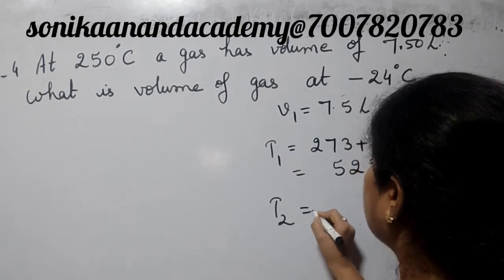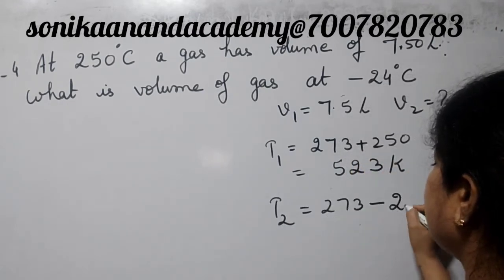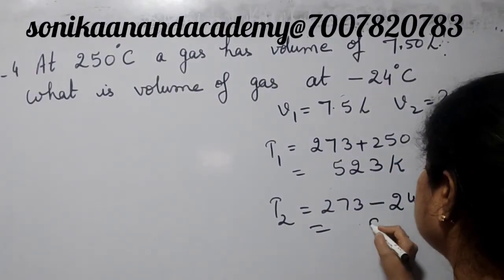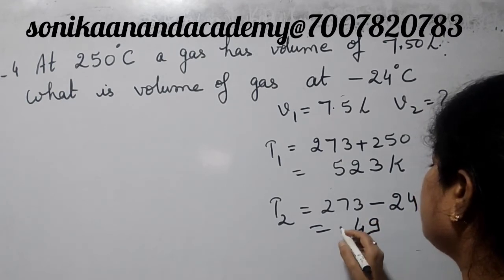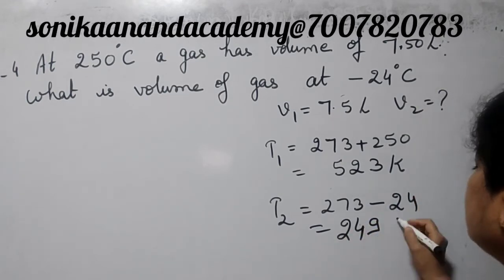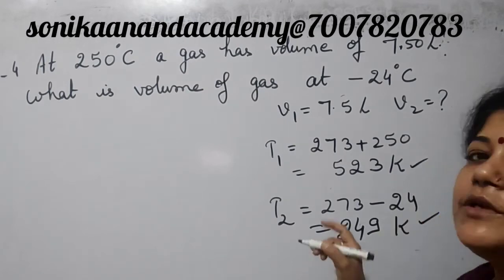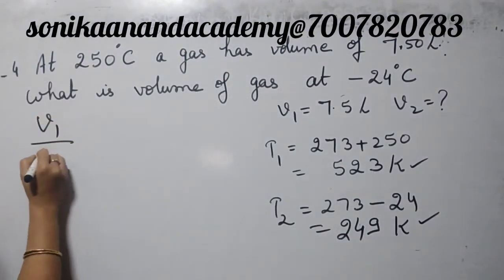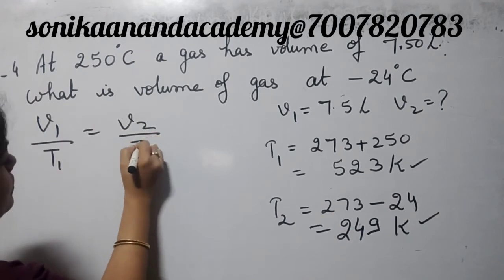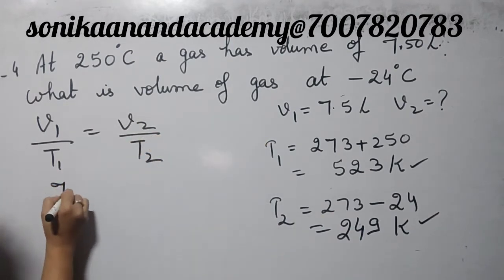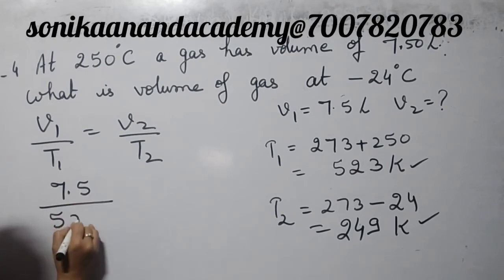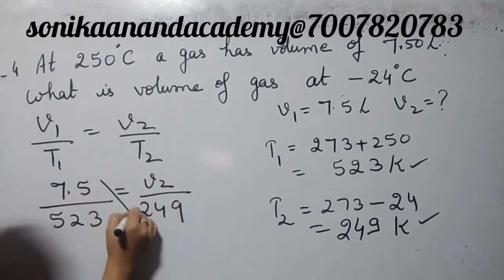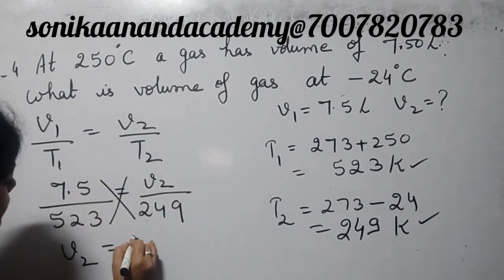Now temperature 2, we have 273 minus 24 because it is given as minus. So we get 249 Kelvin. Okay, so these are the two temperatures. The volume is given and we can easily find out the volume. So from Charles law, we have V1 over T1 equals V2 over T2. Now substituting the values, we get 7.5 over T1, which is 523, equals V2, which we don't know, over temperature 249. Now cross multiplying, and finally we can find out the answer.